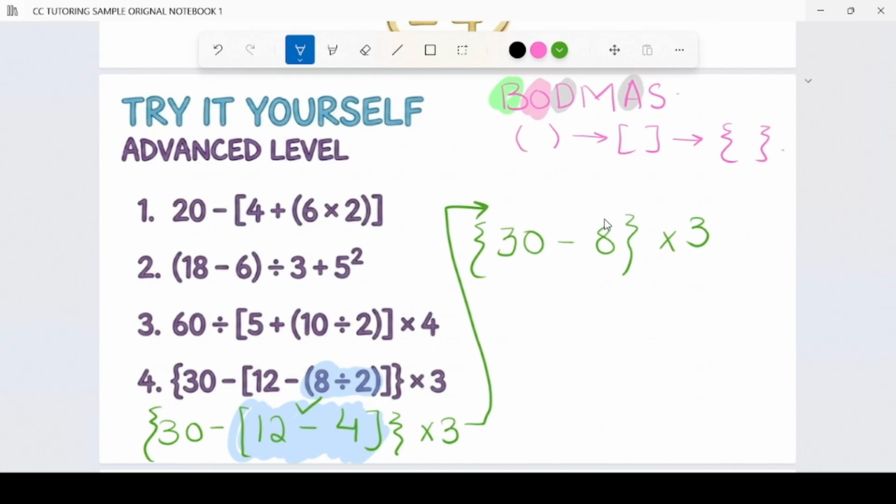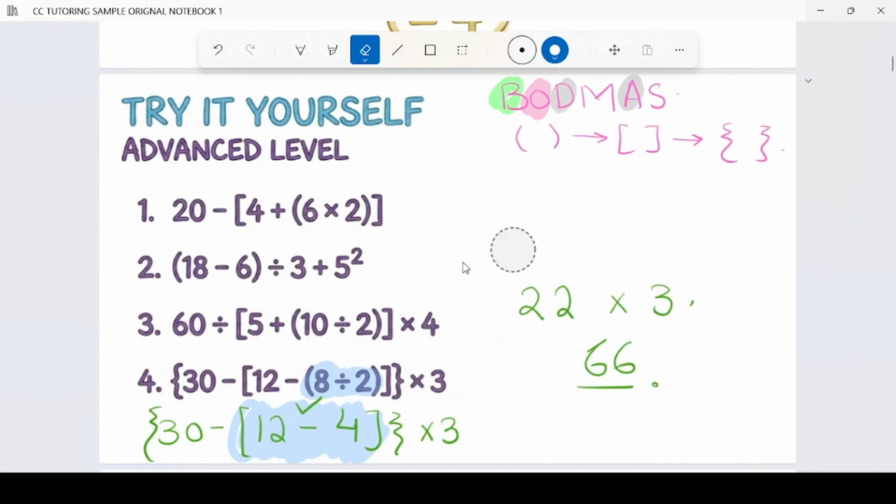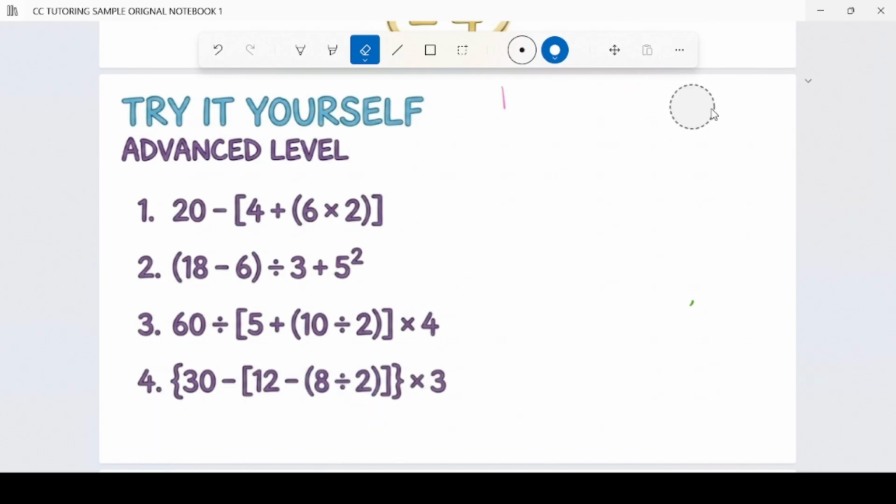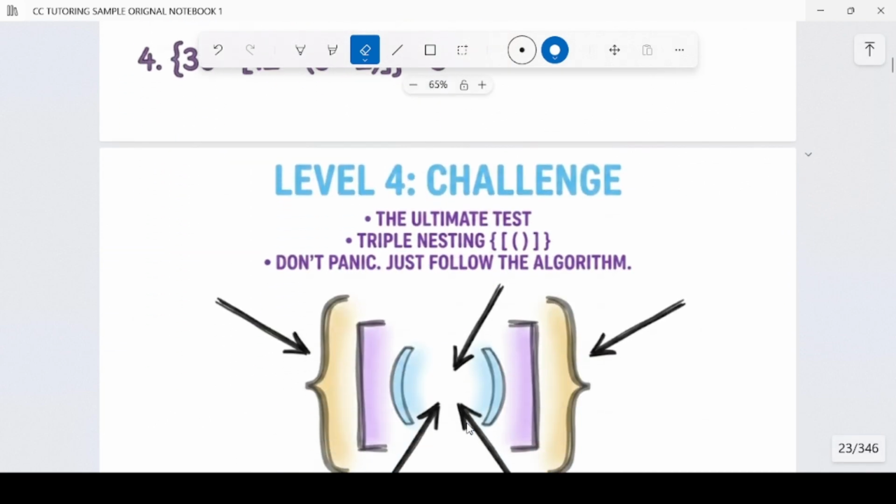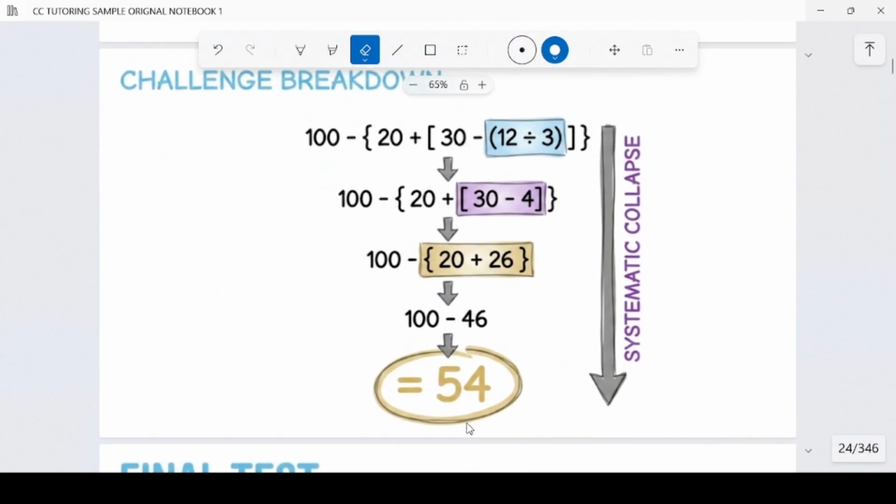No matter what, anything in the bracket, we'll solve it first. Now comes the flower bracket. So 30 minus 8 is 22. And after that, multiplied by 3. So 22 multiplied by 3, and that is 66. We are done with this part. Now I'll move forward. These were some basic to advanced level questions. Okay, level 4 challenge. Now we have this question.